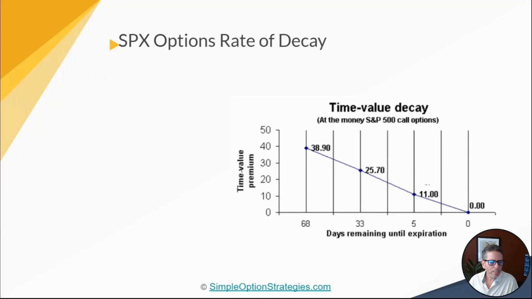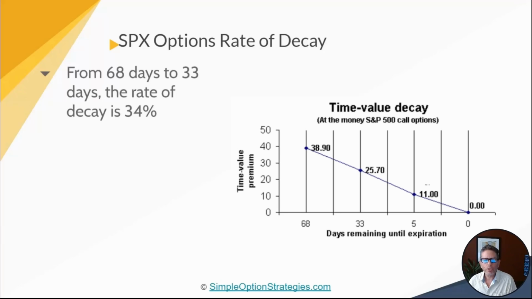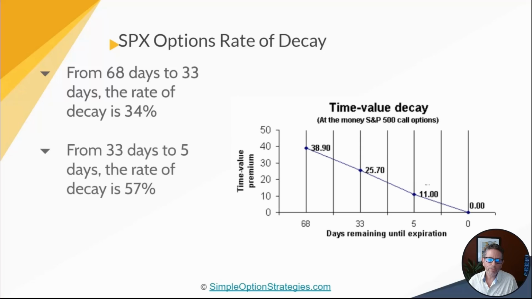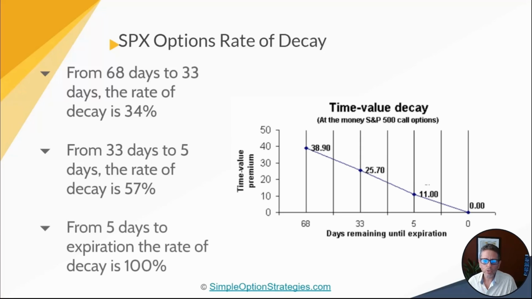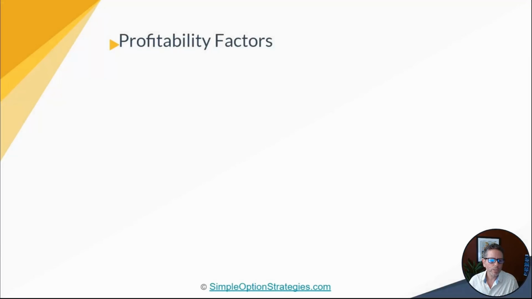So why is this trade a high probability trade? It's because you have decay in the options that you're selling. In this case, from 68 to 33 days, the rate of decay is 34%. From 33 to 5 days, the rate of decay is 57%. And from 5 days to expiration, the rate of decay is 100%. So you put on this trade, and the result is that no matter what, this trade is going to expire in 7 days. And you need to do something with that trade so that you either make a profit or you take a loss on it, okay? And hopefully you won't take a loss, because we'll adjust it so that it works well.